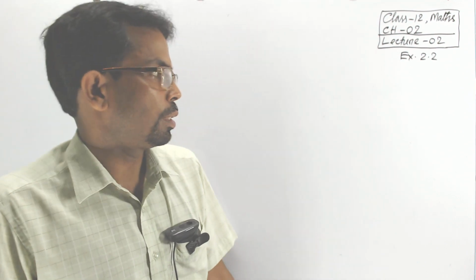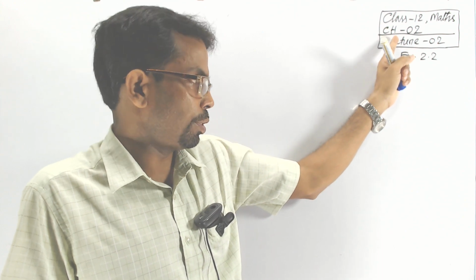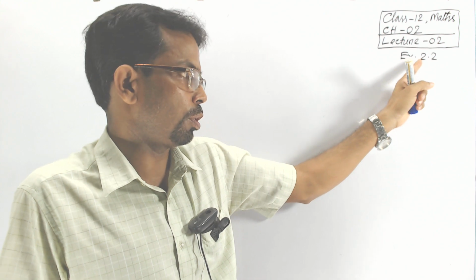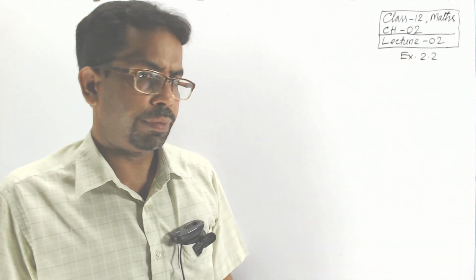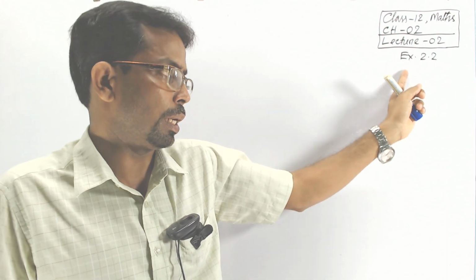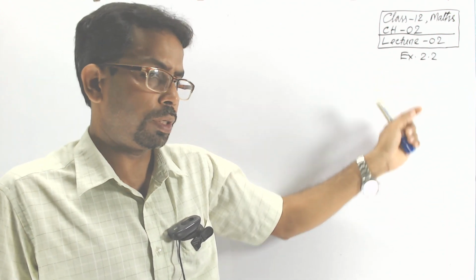This is the second lecture on class 12 maths chapter 2, which is inverse trigonometric function, and in this video I am going to give the complete solution of exercise 2.2. At first I'll solve all the questions from exercise 2.2, and at the last I'll give all the trigonometric identities used together.